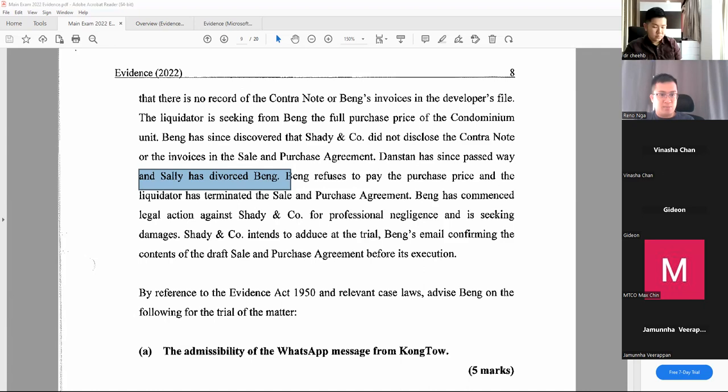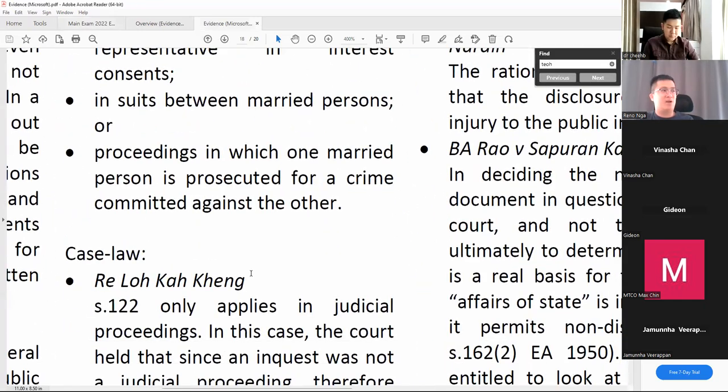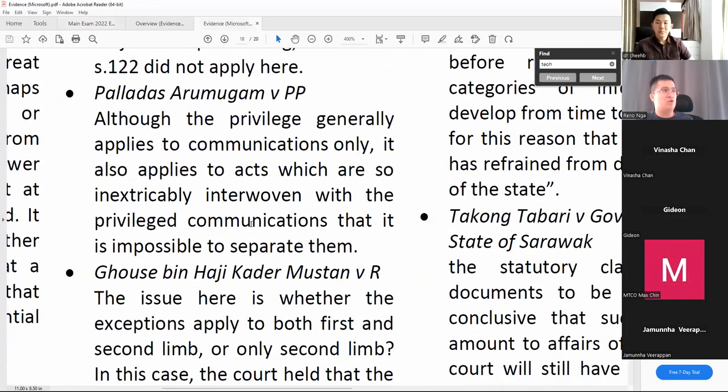And the privilege continues even after the end of marriage. Okay, thanks for highlighting. Do you have any case to support it? We are all lawyers or lawyers-to-be. Whatever we say must be supported by law, because even if you go to court, they will ask you where it is from. Okay, he mentioned something about ghosts.